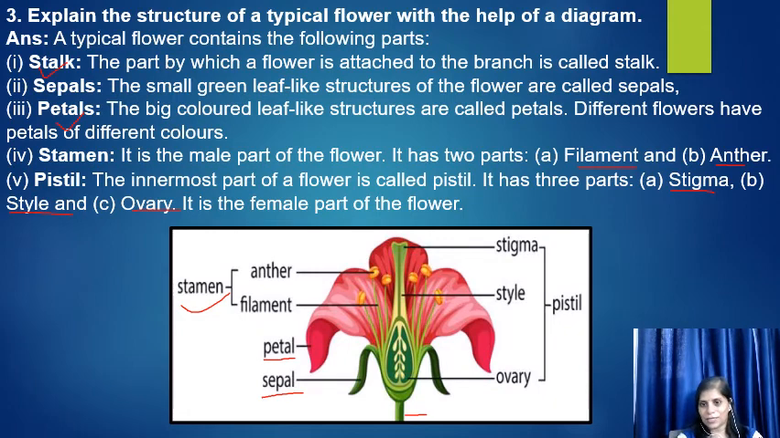You can see over here, this is your pistil, consisting of stigma, style and ovary, and inside the ovary the ovules are found. This is the ovary. After fertilization it converts into the fruit and these ovules convert into the seeds.